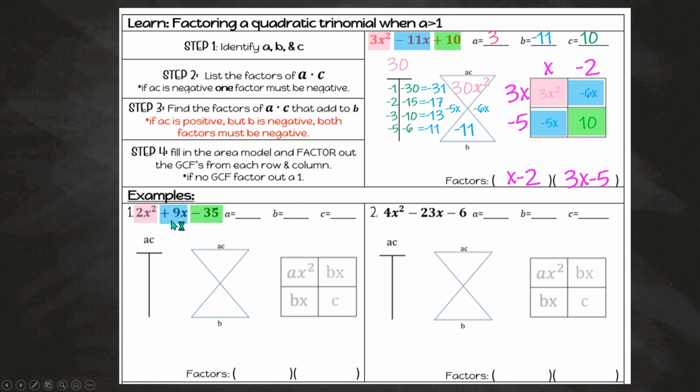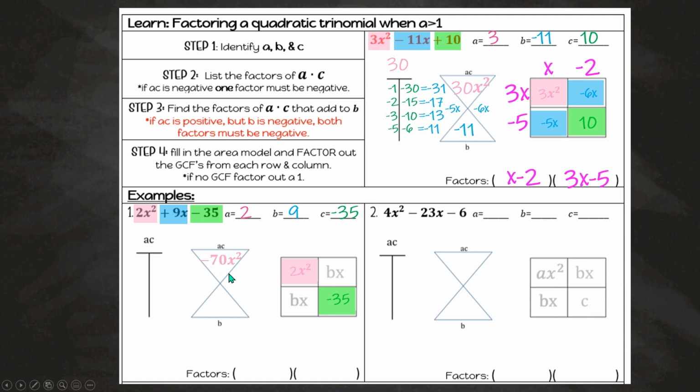We have 2x squared plus 9x minus 35. So my a is 2, my b is 9, my c is negative 35. So I'm going to take my a term 2, multiply that times my negative 35. Actually, I'm going to fill in my area model first with my a and c term. So a is 2x squared and c is negative 35. So that goes into my area model first. Now I'm going to do the 2 times the negative 35, and I get negative 70x squared.